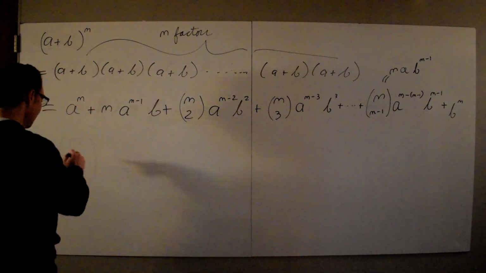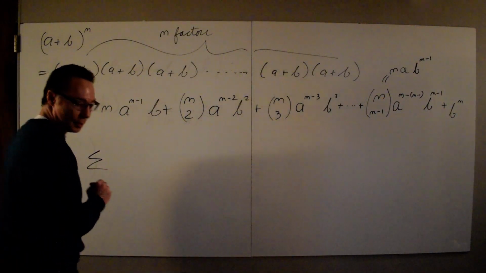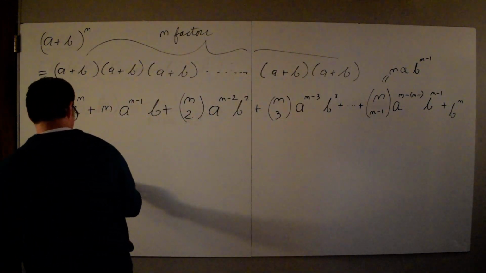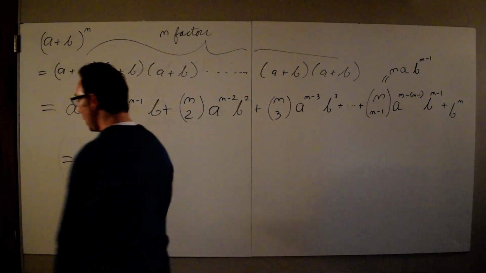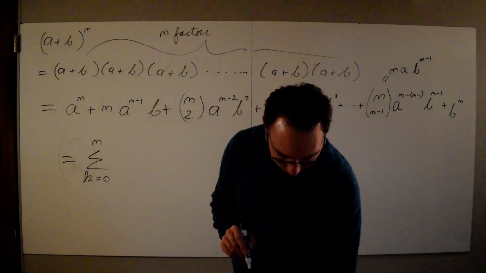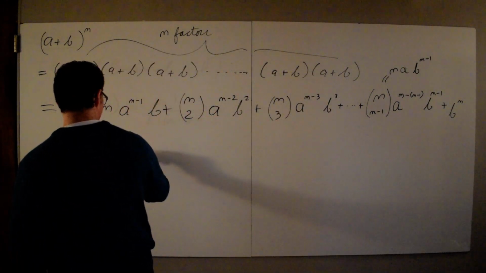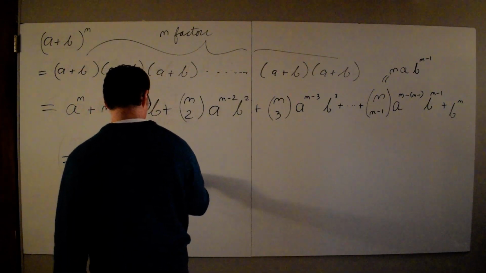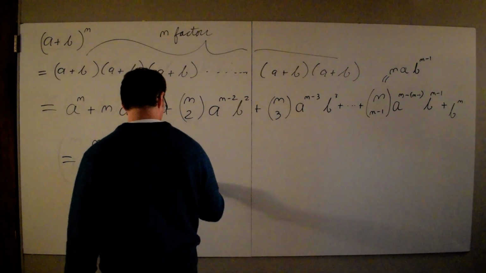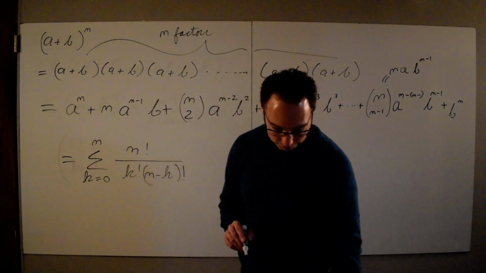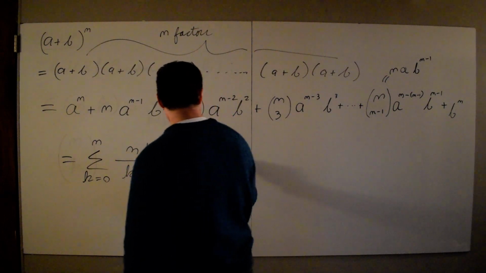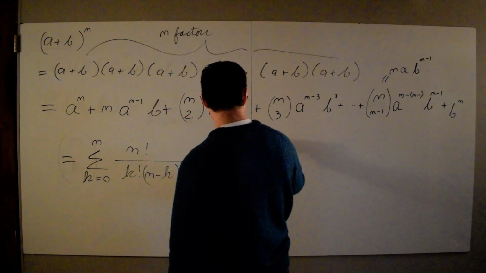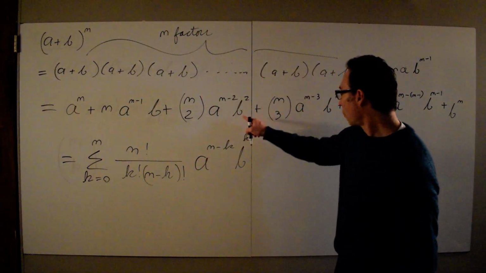The formula that's given in the notes is the sum from k equals 0 to n of n choose k, and then for the a we have n minus k and b to the k. That is another way of writing this.